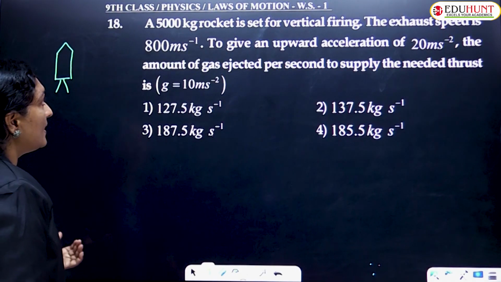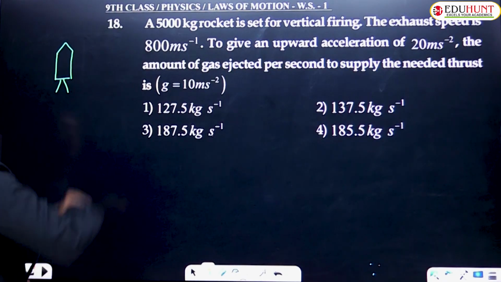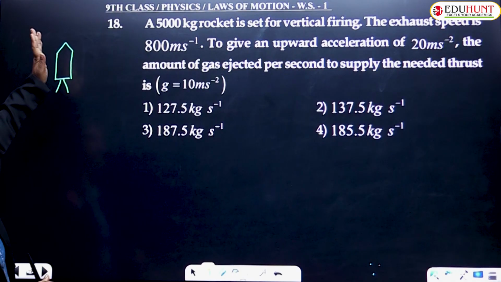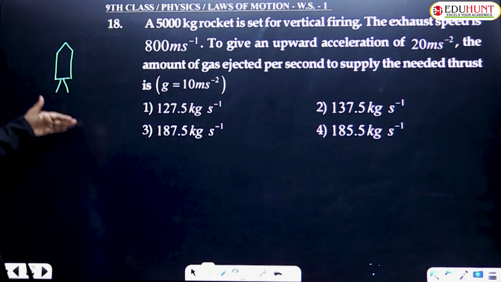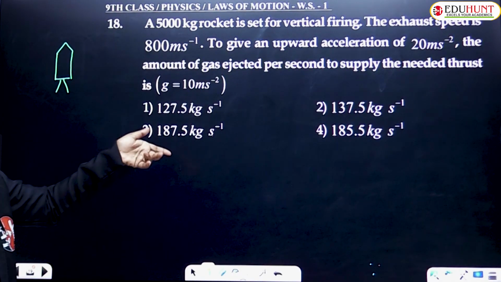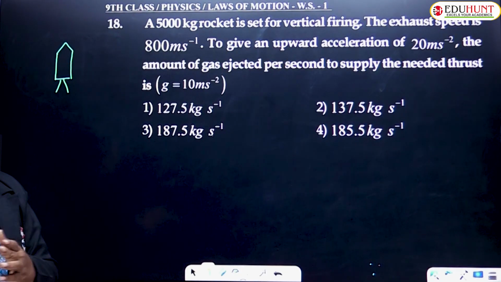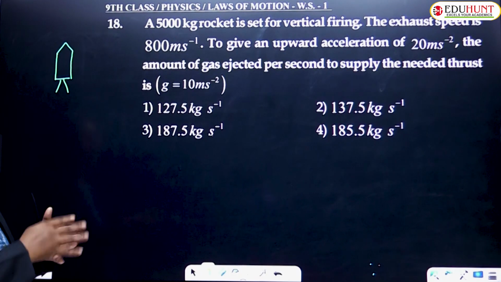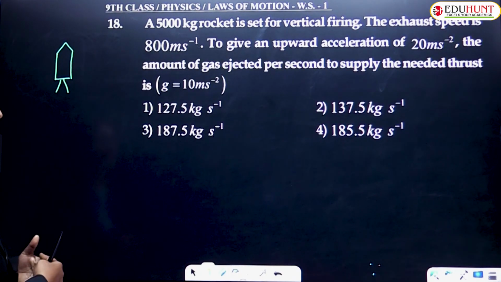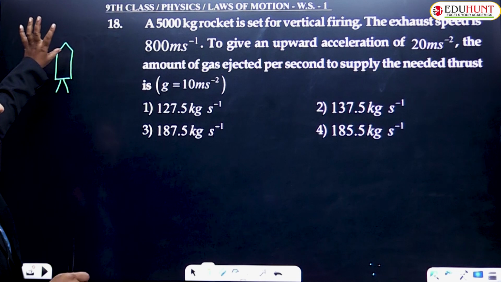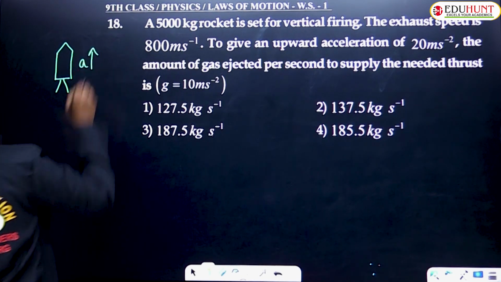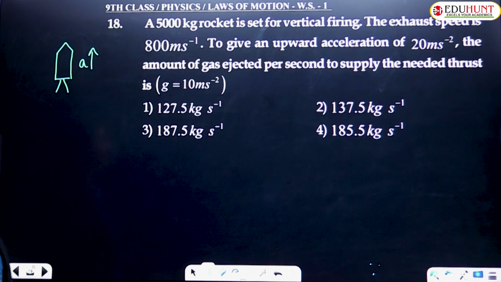The exhaust speed is 800 meter per second. That means the rocket is moving upwards, whereas the gases are coming outwards. The exhaust, in the sense, who is the exhaust here? Gases are exhausting, and these gases are coming with a speed of 800 meter per second to give an upward acceleration of 20 meter per second squared. So as the rocket is moving upwards, the upward acceleration is given as 20 meter per second squared.